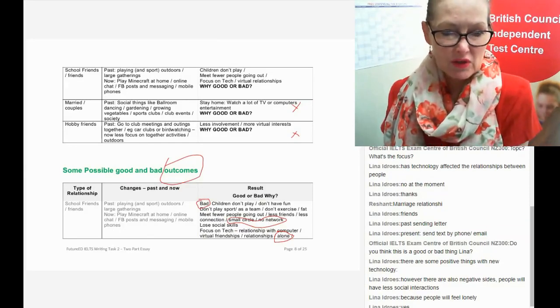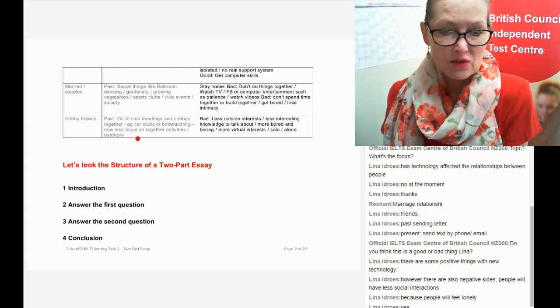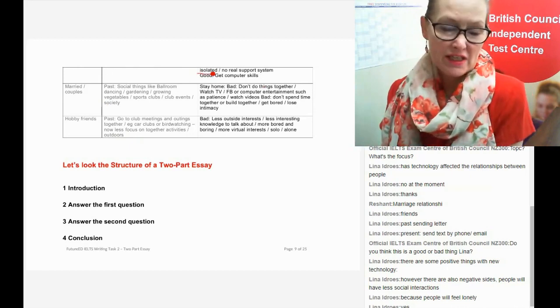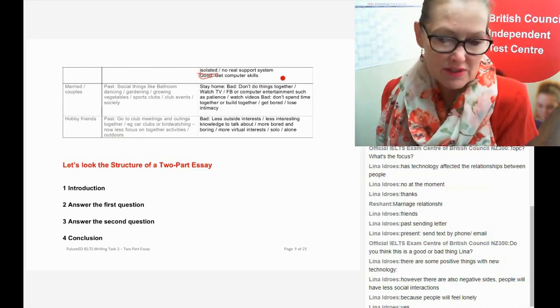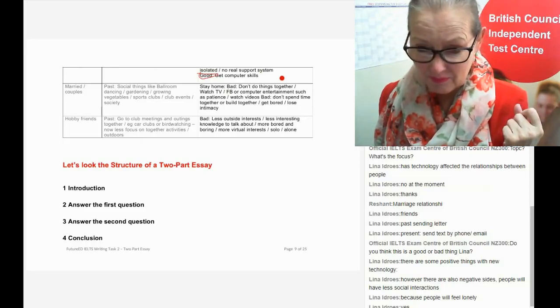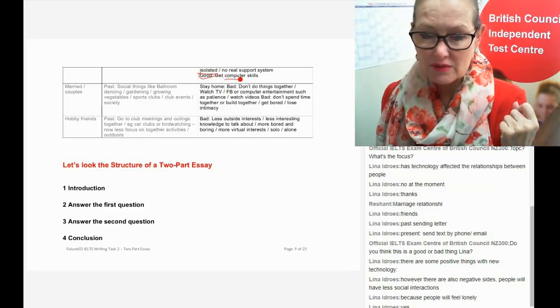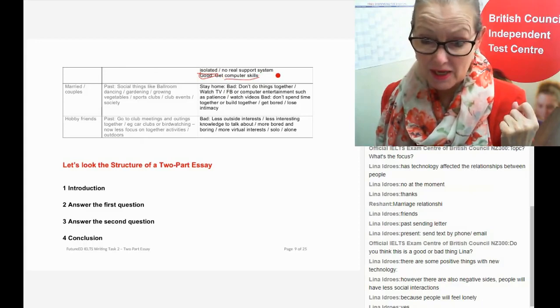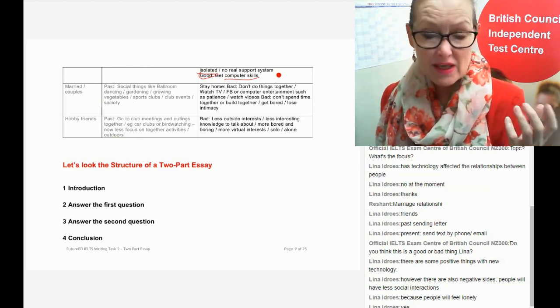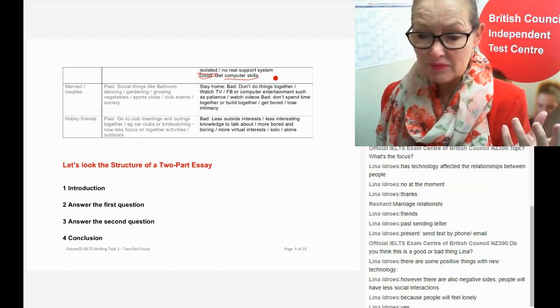So let's have a look. We've got some possible good and bad outcomes. Have a look at this word. That's quite useful. A good or bad outcome. In other words, what's the result? This is a great word for business as well. So let's have a look at children. I think that it's bad because children are not playing sport. They're not learning to play in a team anymore. They're not learning to be a good or a bad winner.